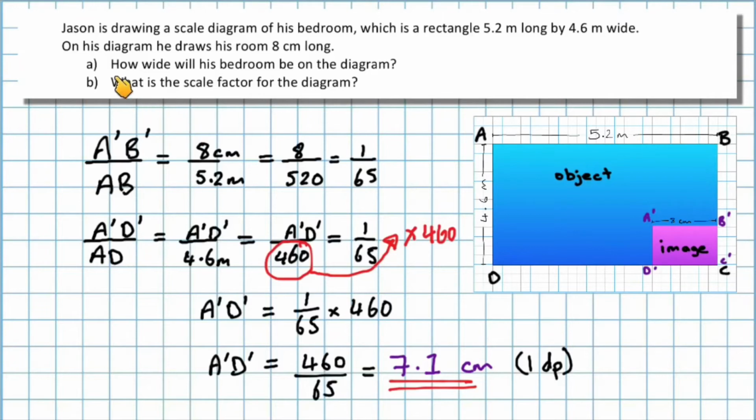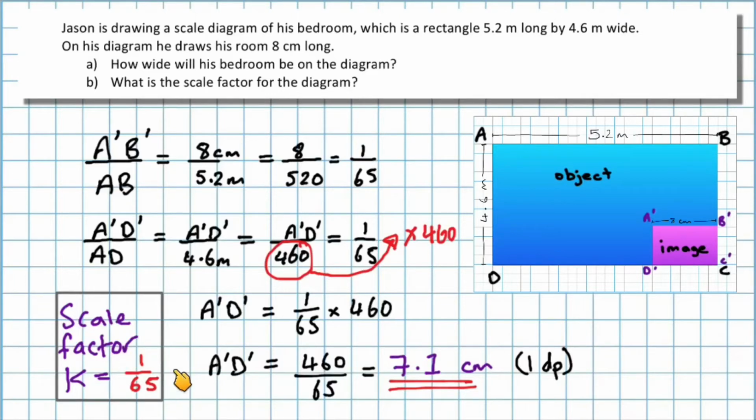And that answers the questions. How wide is the bedroom on the diagram? 7.1 centimeters wide. So part B, what is the scale factor of the diagram? Well, you may have noticed it already. The scale factor is k equals 1 over 65. You may have noticed that from the original part of the question that we worked out, 1 over 65. Okay, so you may want to pause the video here and make a couple of notes in your book.